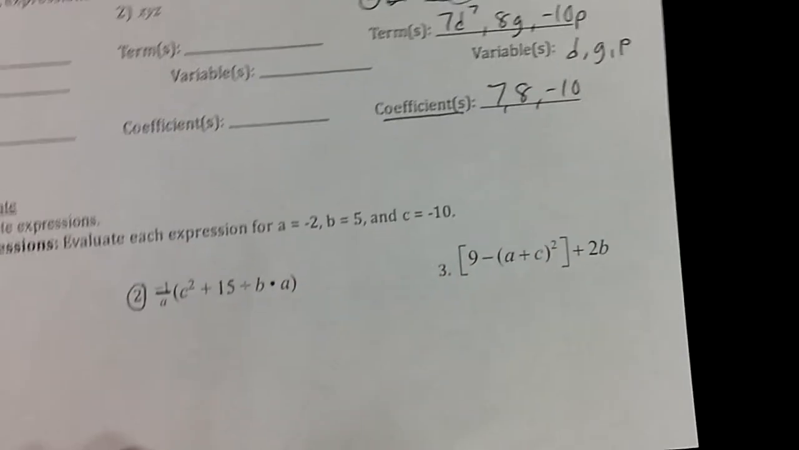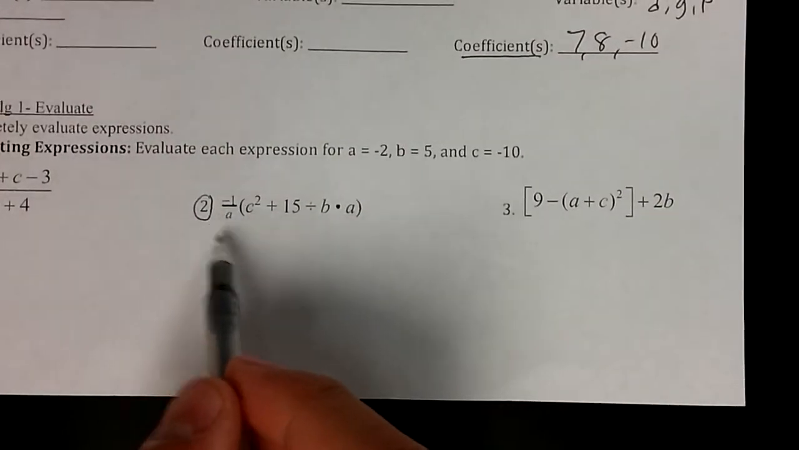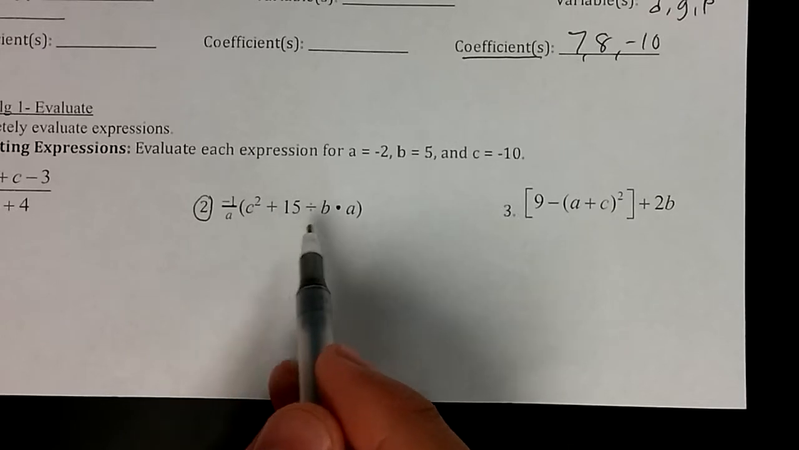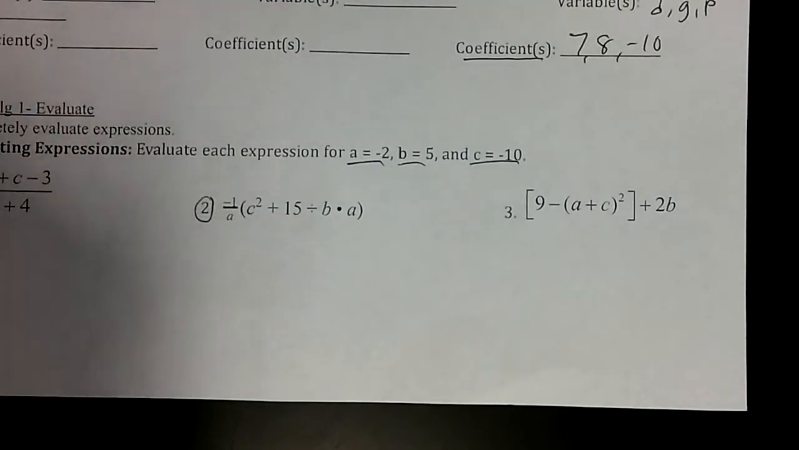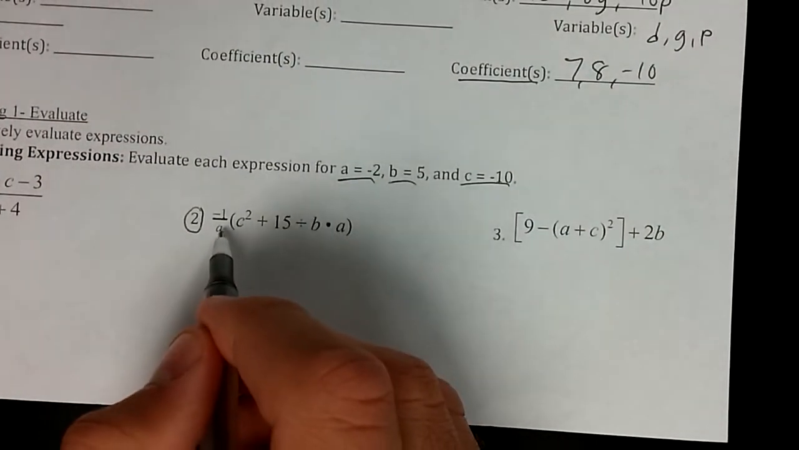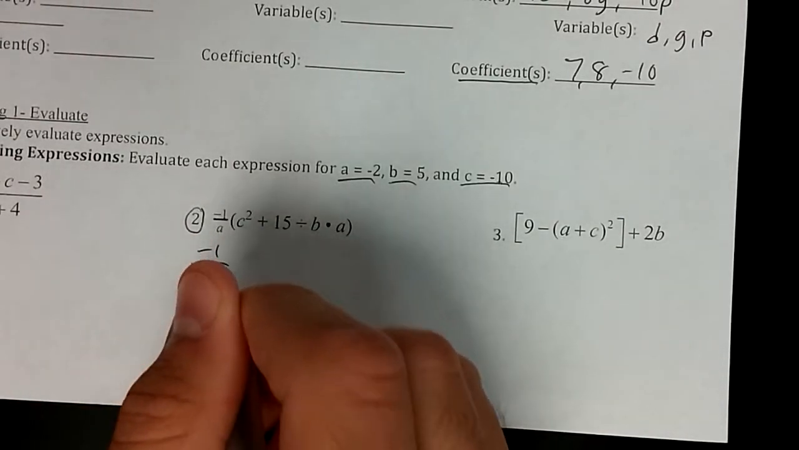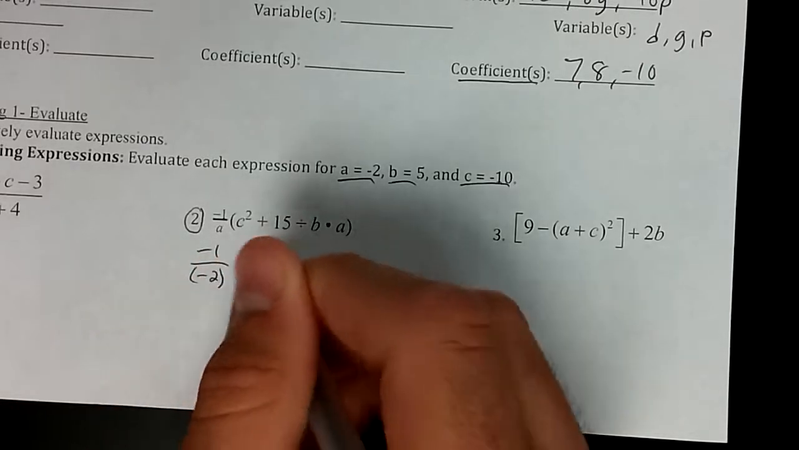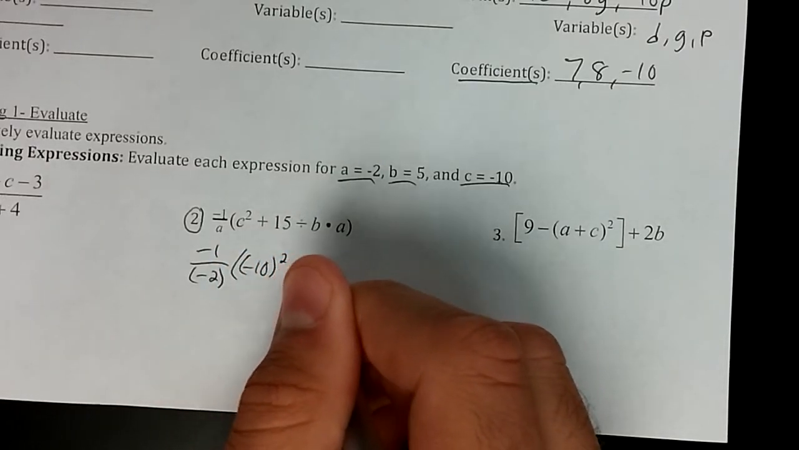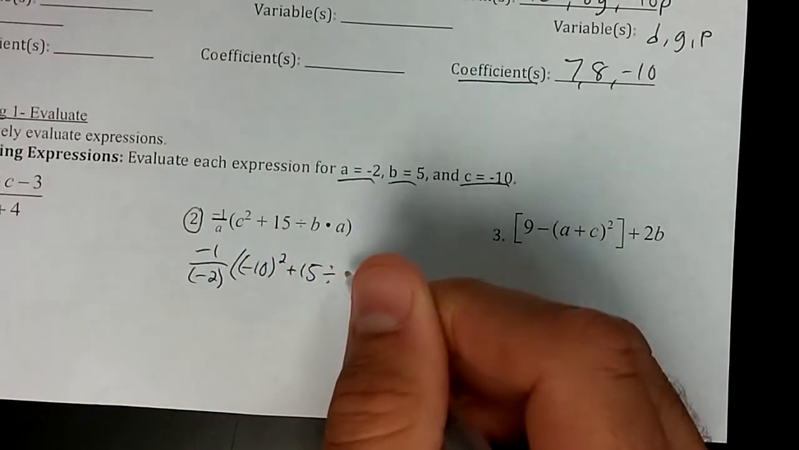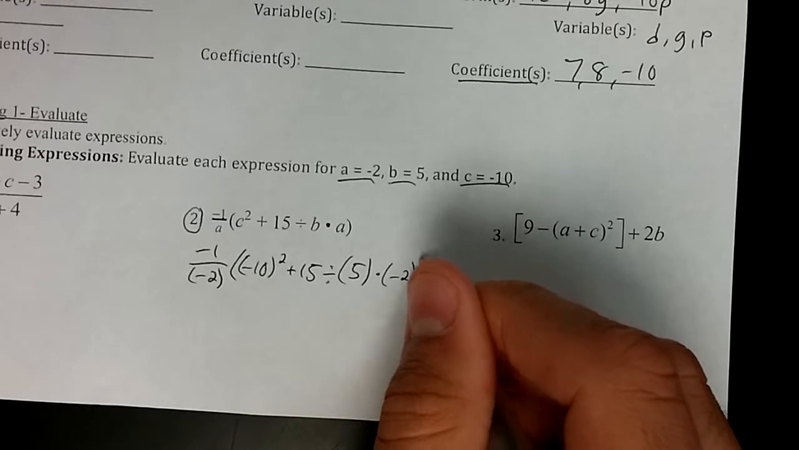All right, so let's look at an evaluation example. So this standard, you're going to be able to completely evaluate an expression. So this is very similar to the top, order of operations are used, except the one extra step is you're going to plug in these numbers for A, B, and C, or these variables. Okay, so we're going to replace all the A's, C's, and B's with the numbers that correspond to them. So for example, negative 1 over A turns to negative 1 over negative 2. C squared turns into negative 10 squared plus 15 divided by B, which is 5, times A, which is negative 2.